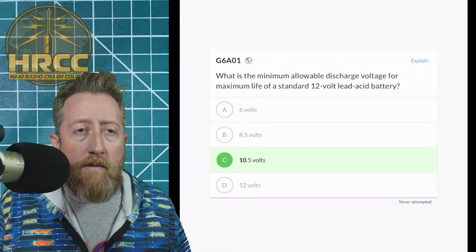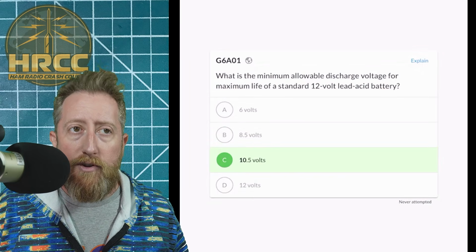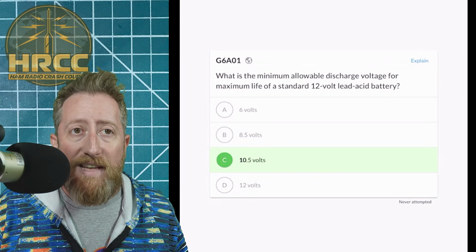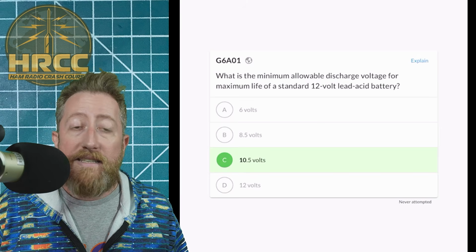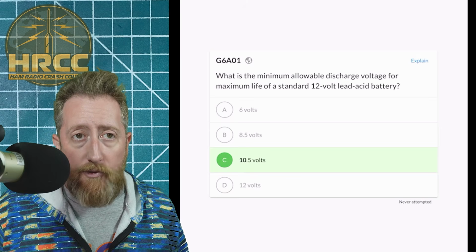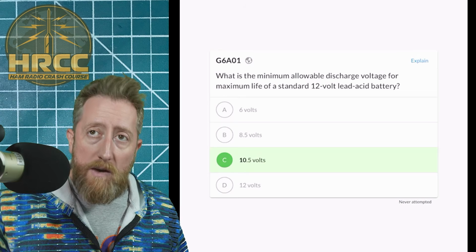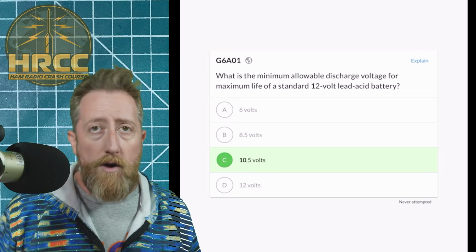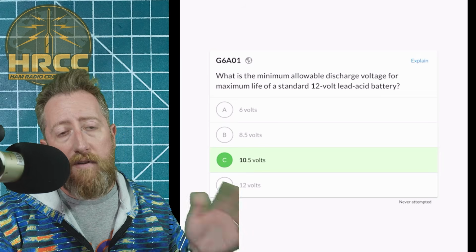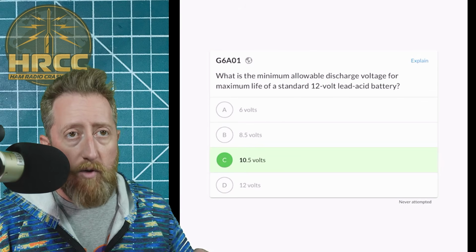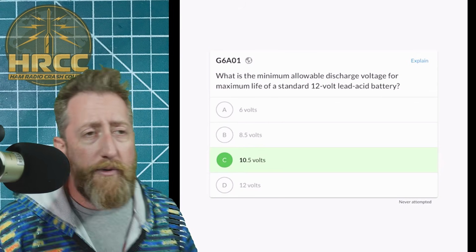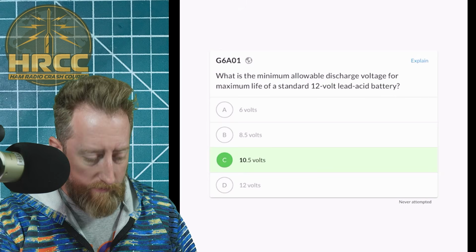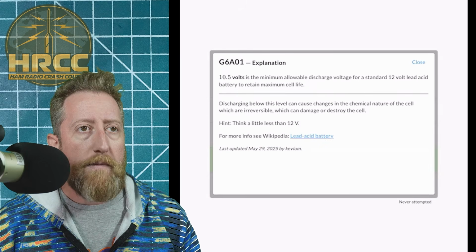What is the minimum allowable discharge voltage for maximum life of a standard 12-volt lead-acid battery? It is 10.5 volts. Now, this is what I would call a question that's probably going to get removed in the future. Maybe not. Maybe I'm wrong. But a lot of folks are moving off to lithium-ion batteries for ham radio and 12-volt systems in general, except for maybe a car. It's good to know, but something to keep in mind.